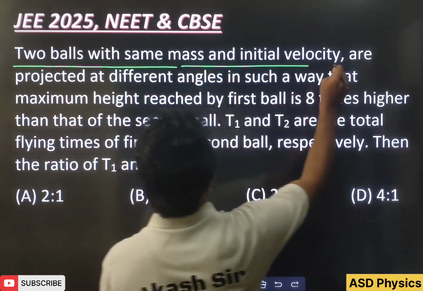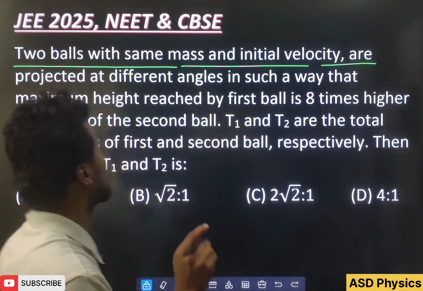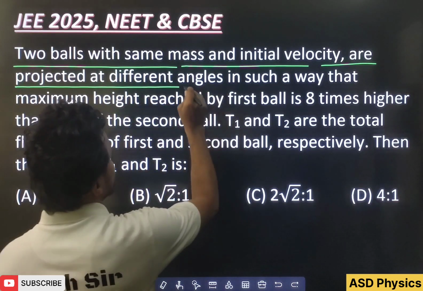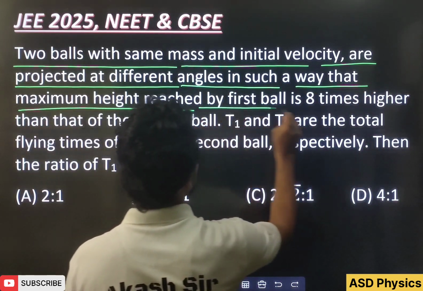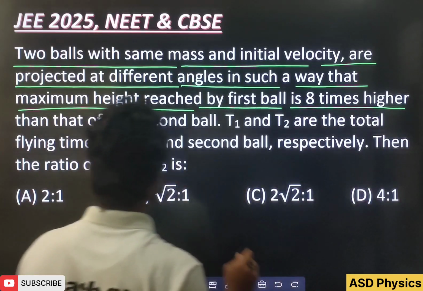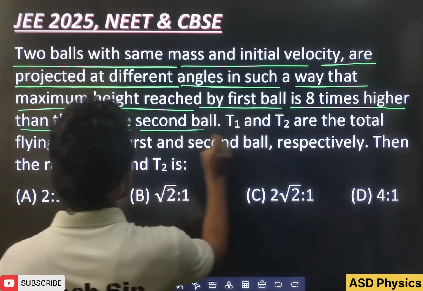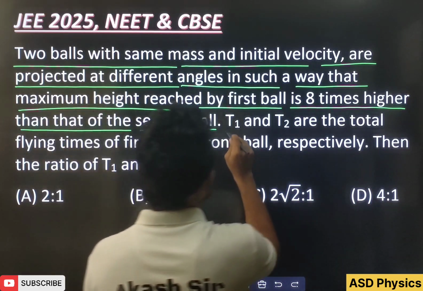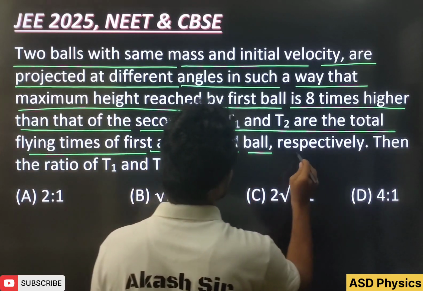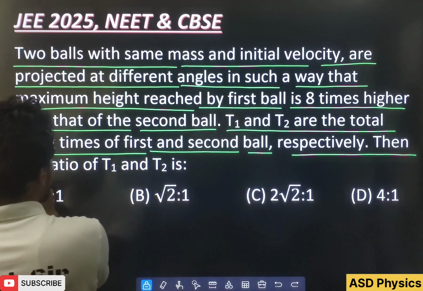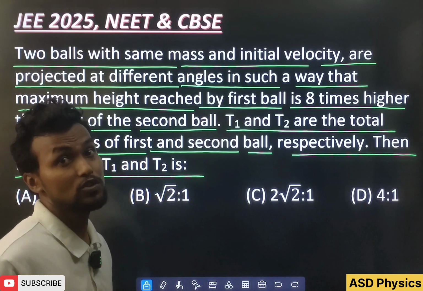The question is: two balls with the same mass and initial velocity are projected at different angles in such a way that the maximum height reached by the first ball is 8 times that of the second ball. T1, T2 are the total flying times of the first and second ball respectively. Then the ratio of T1 by T2 is how much?